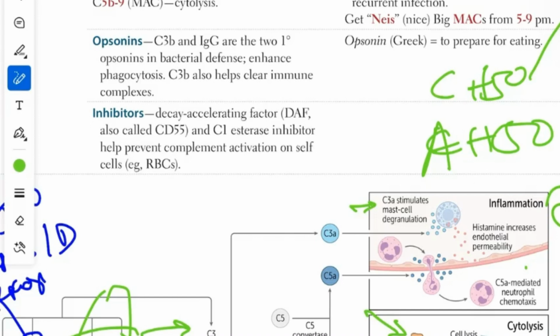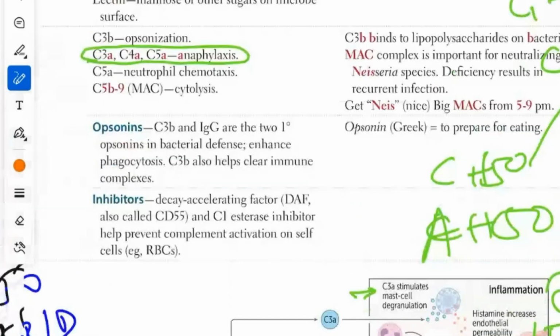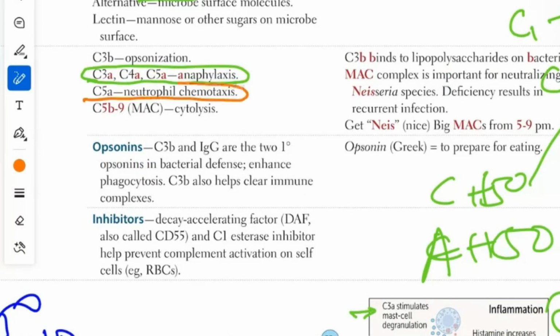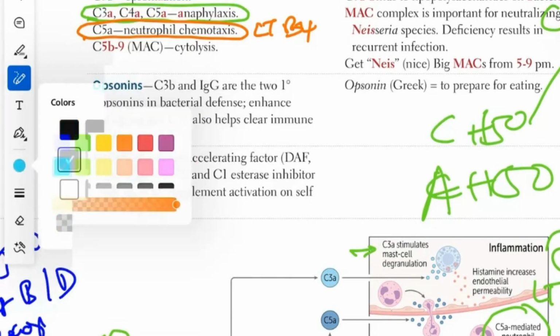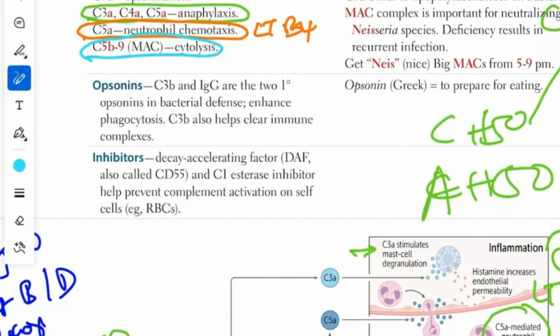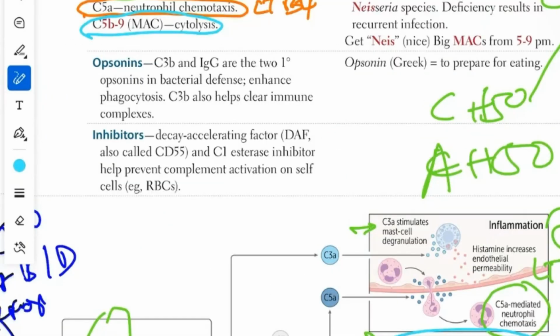Then C5A also has another function: it's a neutrophil chemotactic agent. Another agent that stimulates neutrophil chemotaxis is leukotriene B4. So C5A, besides anaphylaxis, is involved in neutrophil chemotaxis, just like leukotriene B4. And then C5B through C9 are involved in forming the membrane attack complex.